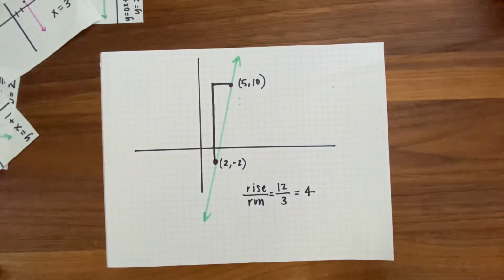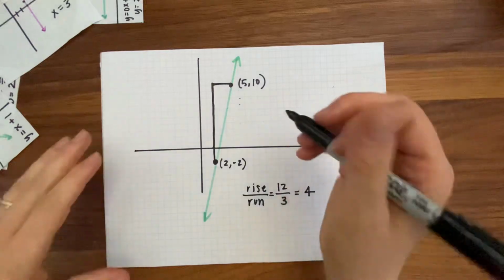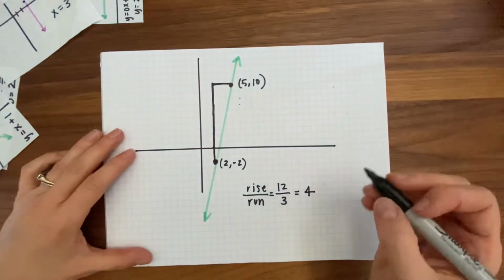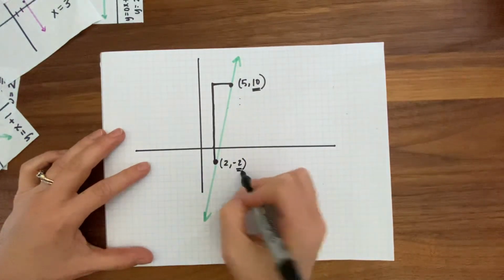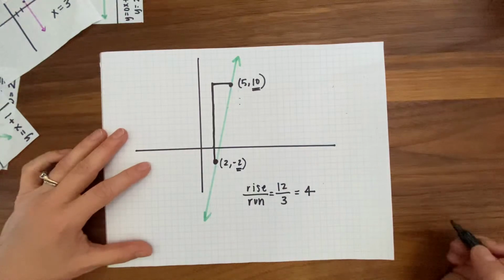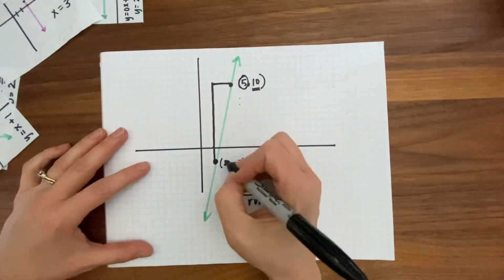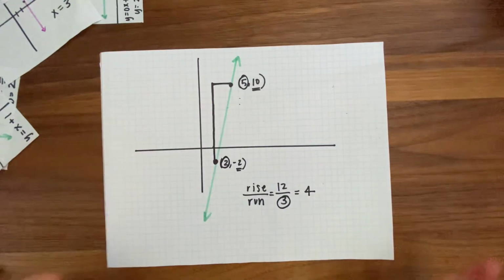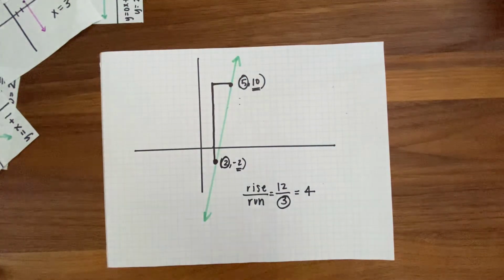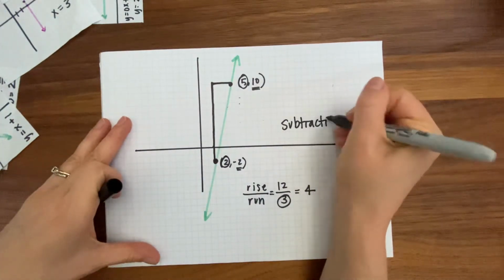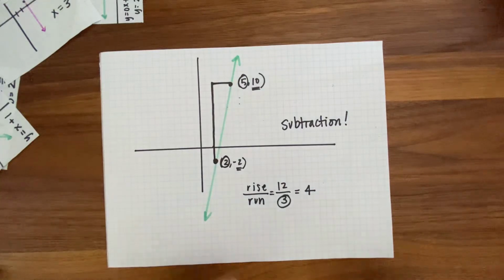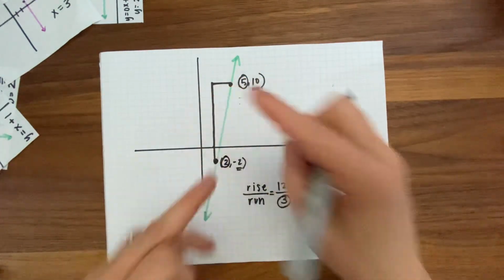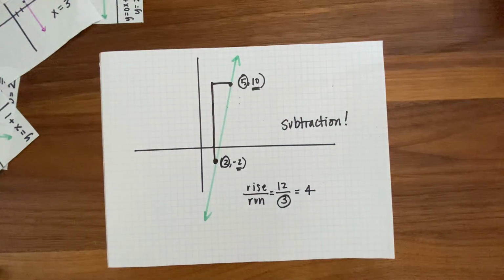But I don't know, guys. There's got to be a better way, right? I want to figure out how I can do this without having to make these marks. How do I get from 10 and negative 2 to 12? How do I get from 5 and 2 to 3? What process is happening? Well, I'll tell you. The process is subtraction. Remember, we're trying to find the difference between these two points. Difference means subtract. So if I find the difference between my y's, and then the difference between my x's, I'll find my rise and my run.